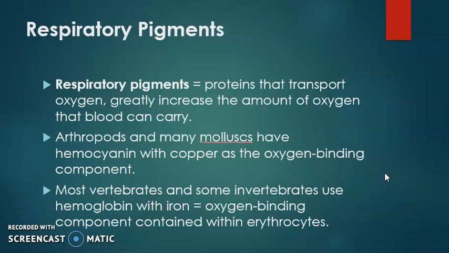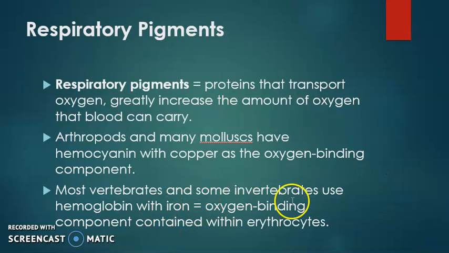Now, respiratory pigments are the proteins that transport oxygen, and they greatly increase the amount of oxygen that blood can carry. Arthropods and many mollusks have a pigment called hemocyanin. Hemocyanin has copper as its oxygen binding component. We know hemoglobin, which is there in the larger vertebrates, has iron. But arthropods and mollusks have hemocyanin.